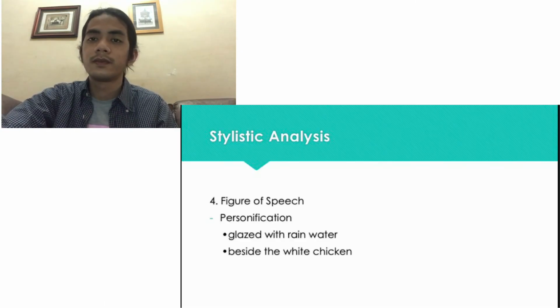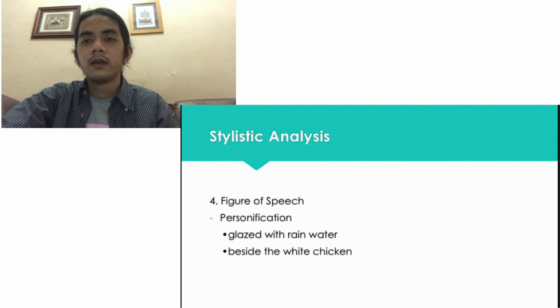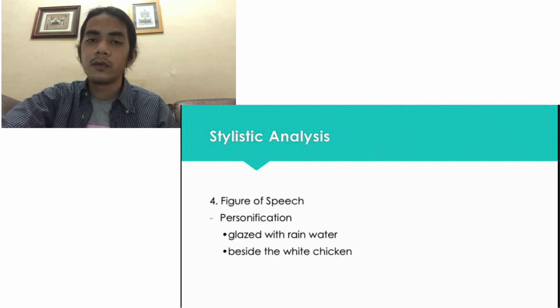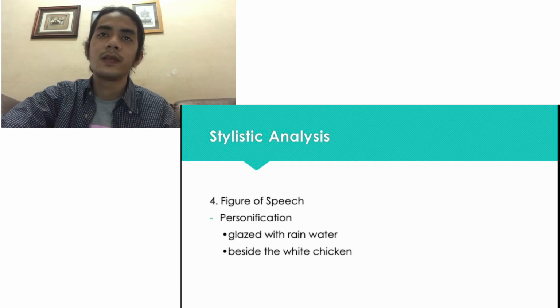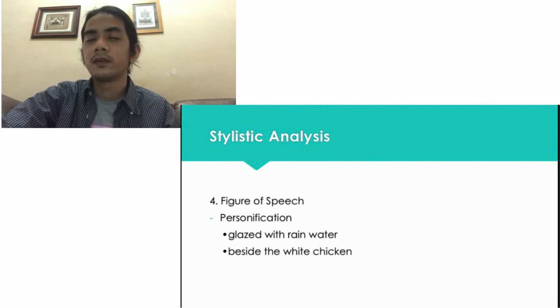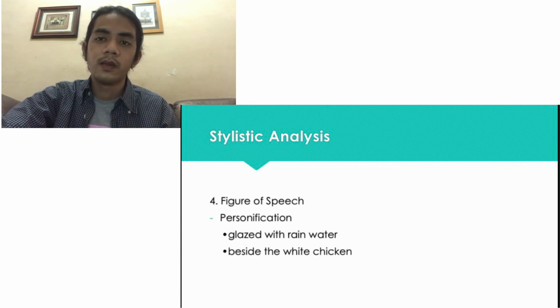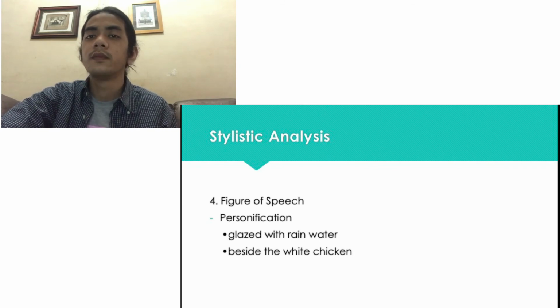Okay, the fourth stylistic analysis of this poem is the figure of speech. There is a personification in this poem, and it is in "glazed with rainwater" and "beside the white chicken". And "glazed with rainwater", we can see this sentence on the third line of the poem, and "beside the white chicken" we can see on the fourth line of the poem.